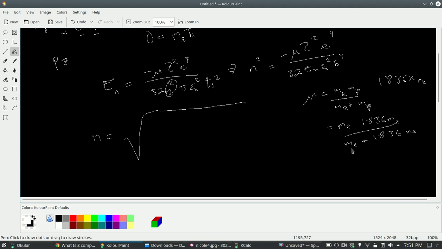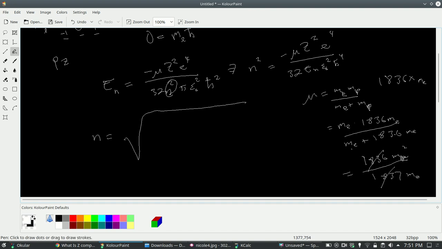Okay, so this plus this is 1,837 times the mass of the electron. And this times this is 1,836 times mass of the electron squared. So 1836 is almost the same as 1837. They're less than 1% different. In fact, anyways, they're almost the same thing. So for all practical purposes, they can just cancel out.